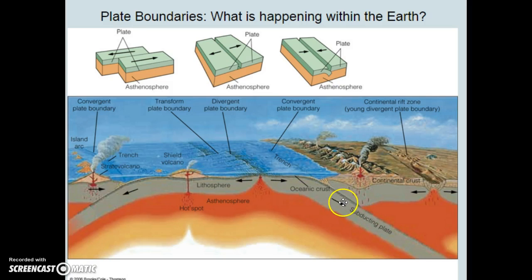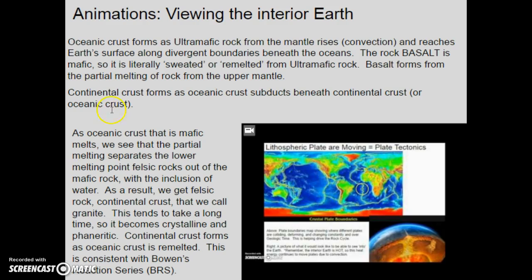That's a natural process. And in the subduction process, it's going to melt out. It's literally going to remelt out the felsic, or the silicate minerals, excuse me, the light minerals that are contained within the oceanic crust itself. So let's check this out.